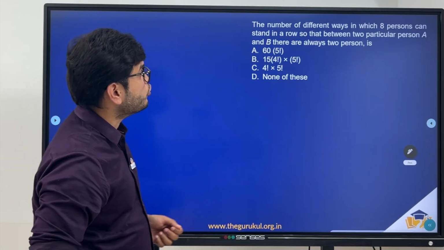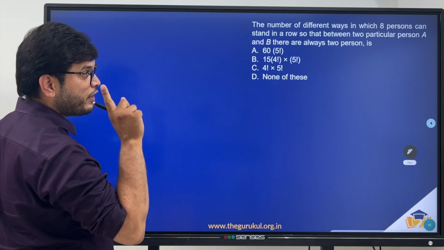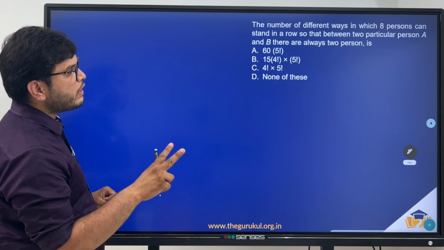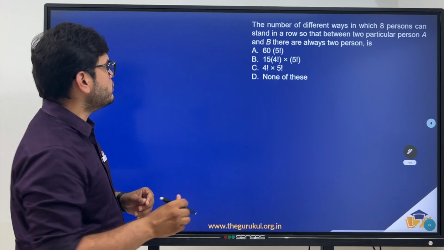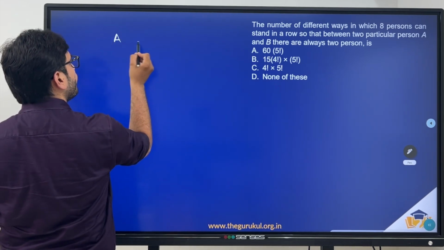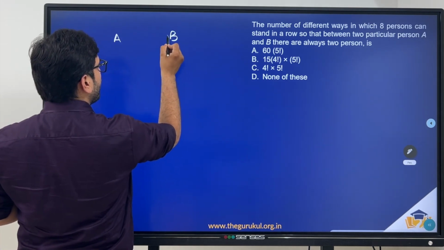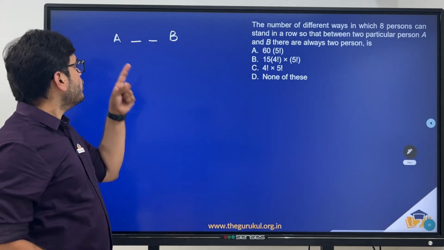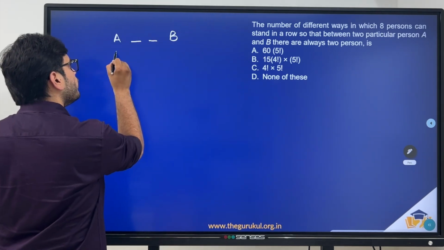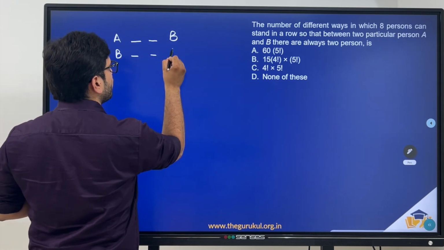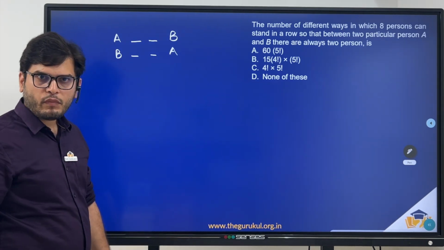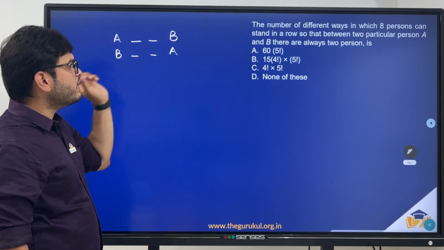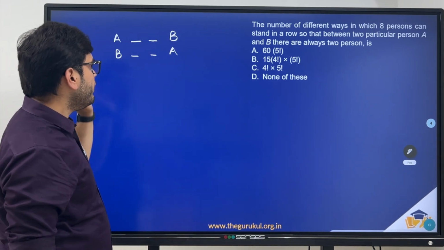Now coming to the second question. The number of different ways in which 8 persons can stand in a row so that between 2 particular persons A and B there are always 2 persons. So we have two people A and B. Now you need to always have exactly 2 persons sitting between A and B. So that could be this arrangement or this. So from 8 there are 2 people A and B, and you need to have exactly 2 persons sitting between these 2 people.